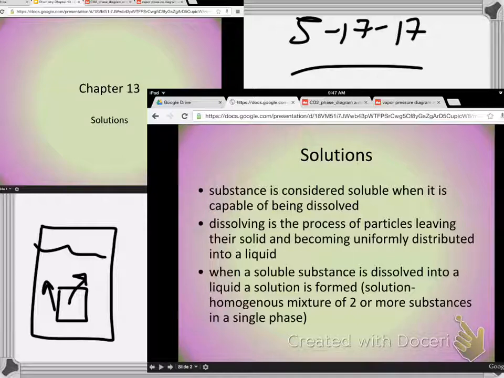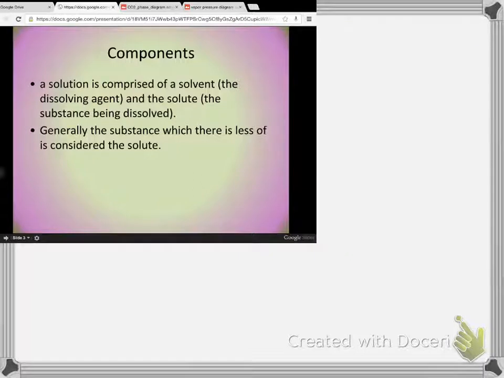Okay, we can read. What a solution is at its heart is a homogeneous mixture of two or more substances. And they can be in multiple different kinds of phases. Okay. Two pieces make up a solution. The solvent, which is what does the dissolving, and the solute, which is the thing that gets dissolved.